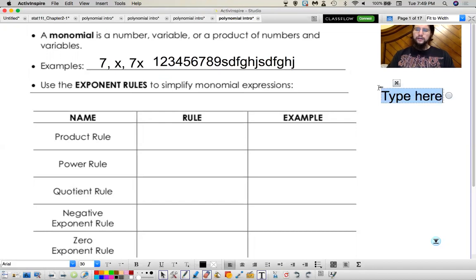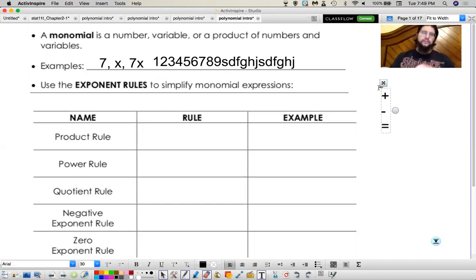Unless you have a plus sign, a subtraction, not just a negative, a subtraction, or an equal sign, it's one thing. So monomials separated by addition, subtraction, or equality, there's more than one of them. But if it's just multiplied together, just stuck next to each other, that's one monomial.